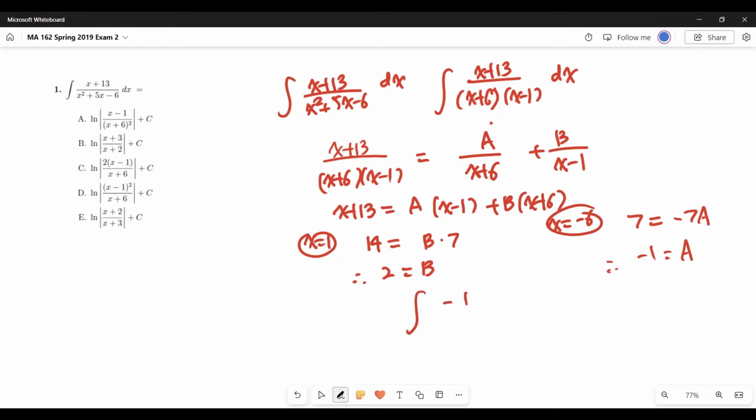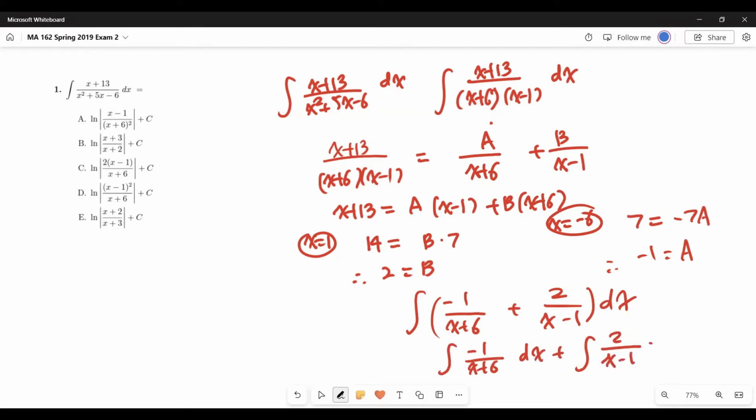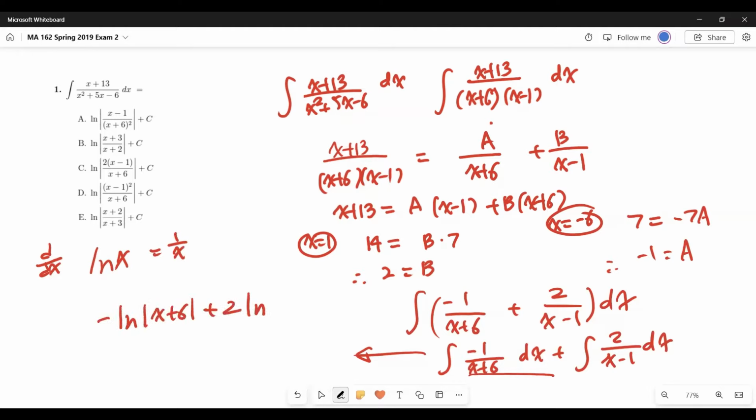So we have both A and B values, and let's rewrite it. This becomes the integral of (−1 over (x + 6) plus 2 over (x − 1)) dx. Separate that: the integral of −1 over (x + 6) dx plus the integral of 2 over (x − 1) dx. If you remember, the derivative of ln x is 1 over x, so this is the same form. So this becomes −ln|x + 6| plus 2 ln|x − 1|, plus C, because there are no bounds for this question.